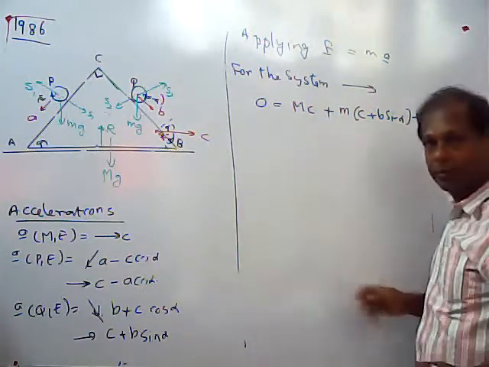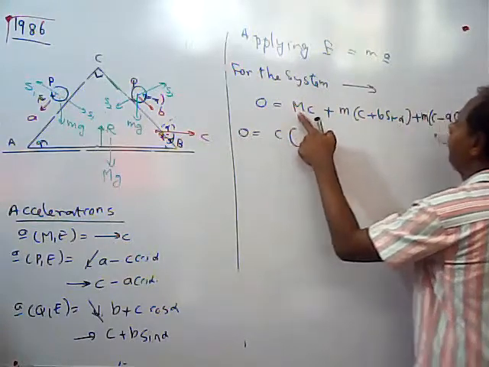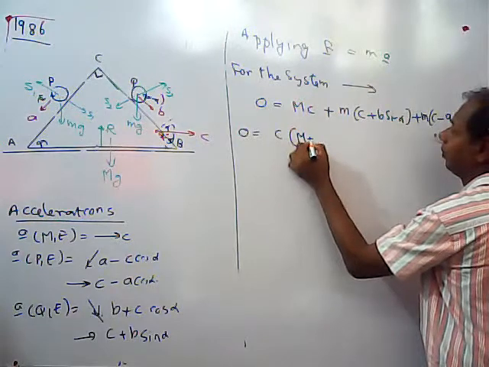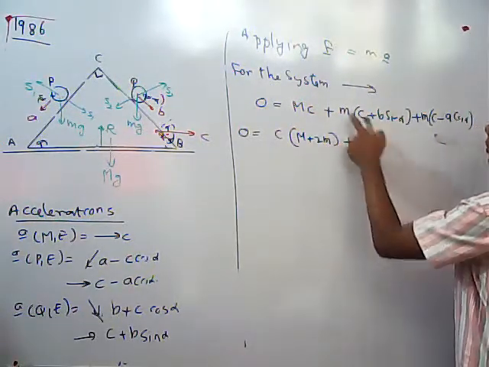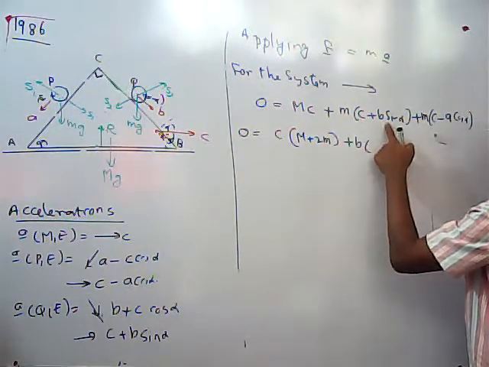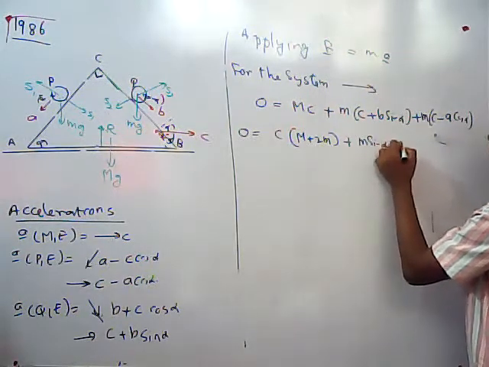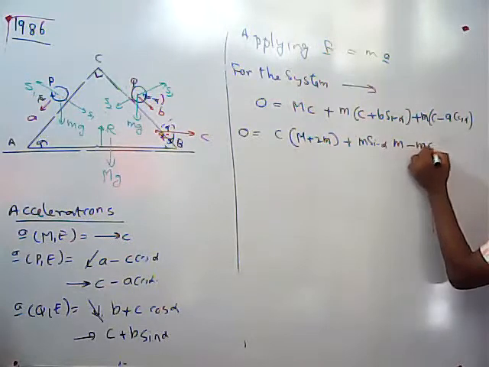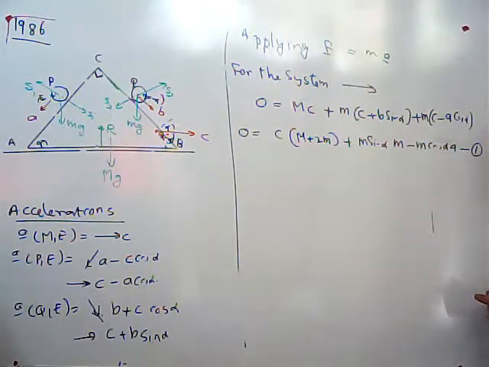I'll separate the unknowns. Taking c terms, it will be m plus m plus m, that is 2m... Take b terms, it will be m sin alpha. A terms, only this, minus m cos alpha. Once you separate the unknowns, that's what you get, right?